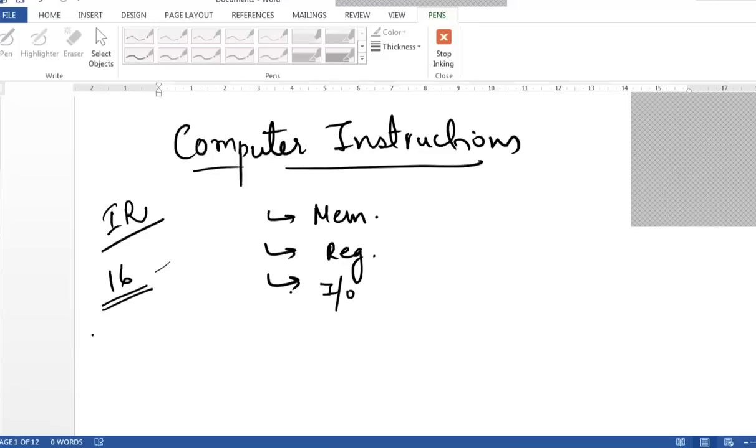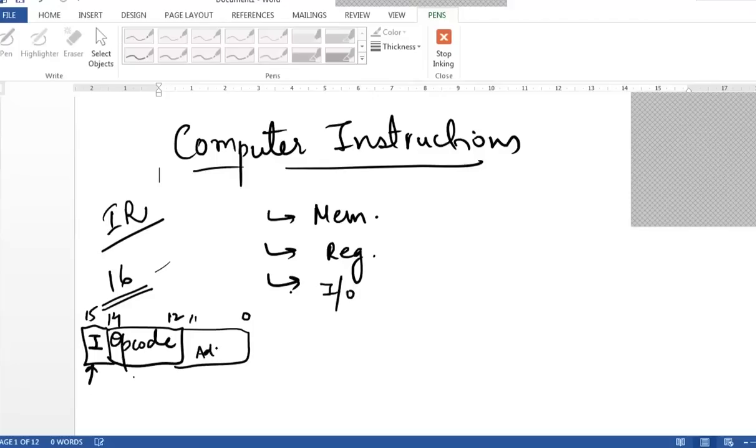We had also seen the instruction format, where the first bit I is a flip-flop which decides whether my instruction stores a direct address or an indirect address, right? After that, we have the opcode, which is the remaining 3 bits. So the leftmost 4 bits include the 15th bit, which indicates direct or indirect mode. Then bits 12 to 14 are your opcode, and the remaining bits 0 to 11 are your address. This was for the memory reference instruction.